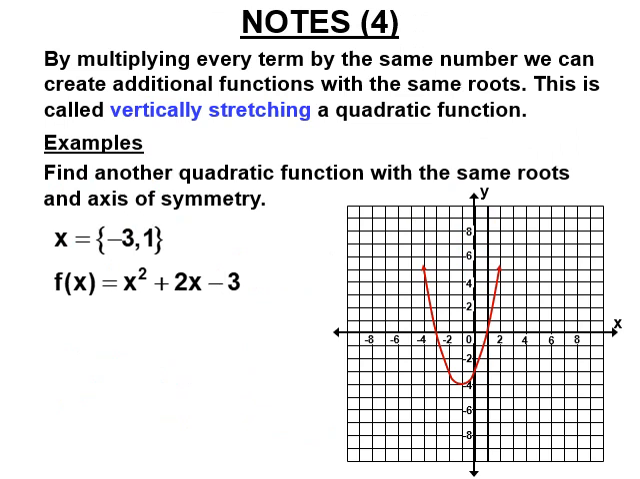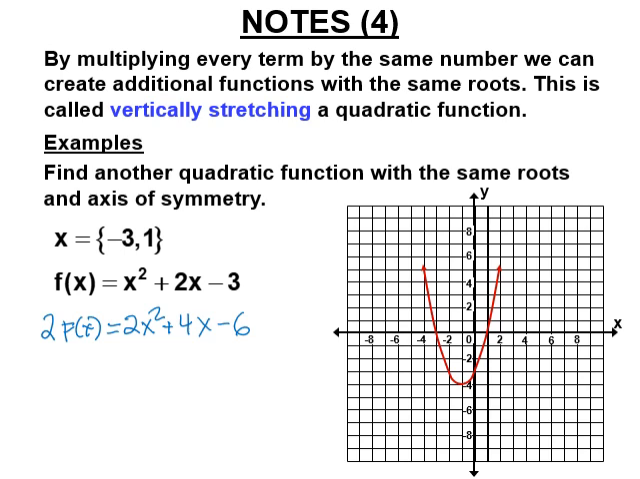Turns out that is only one of the quadratic functions that has those roots. There are many more. When you multiply every term of a quadratic function by the same number, you will get a stretched quadratic function that has the same roots. So we're going to do 2 times f of x here, which means you do 2 times every term. So x squared times 2, 2x squared. 2x times 2, 4x. And 2 times -3, -6. So 2f of x has the exact same roots.